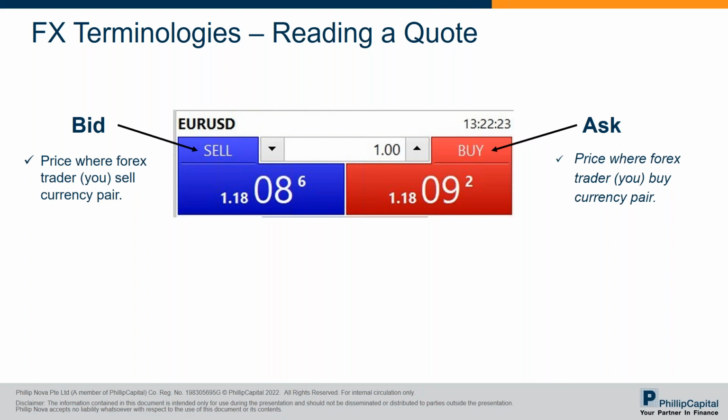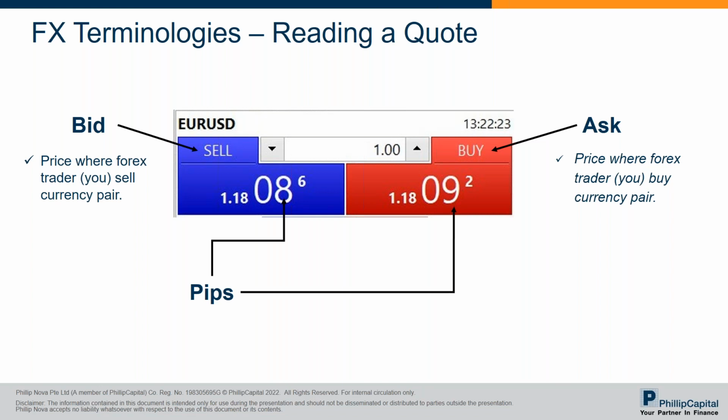If you're looking to buy a currency pair, let's say EUR/USD on the MT5 platform, you would refer to the price on the right side, which is the buy price. After that, when you want to sell the position, you'll be looking at the sell side, which is on the left side, for the price that you'll be selling at.